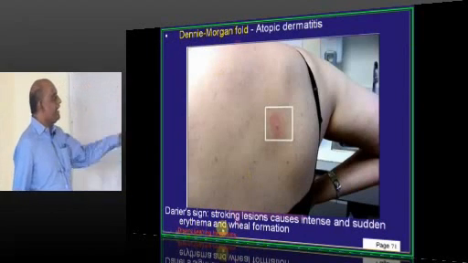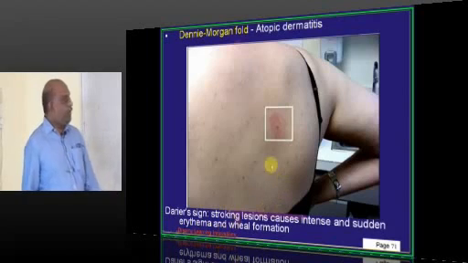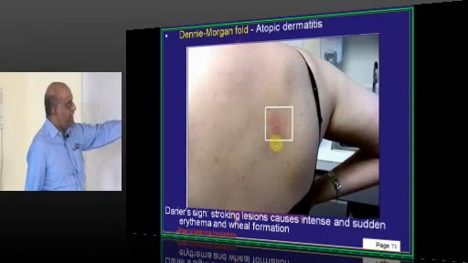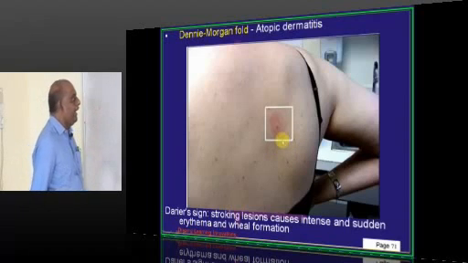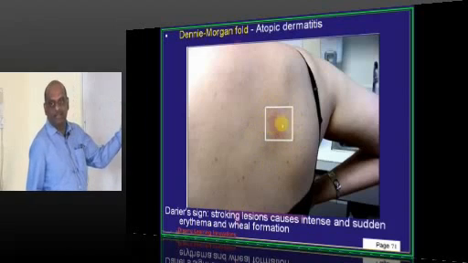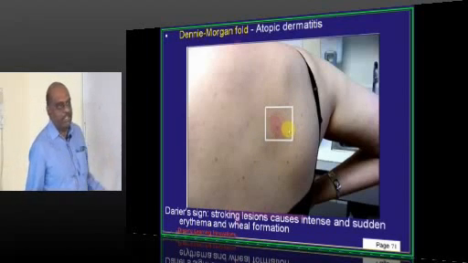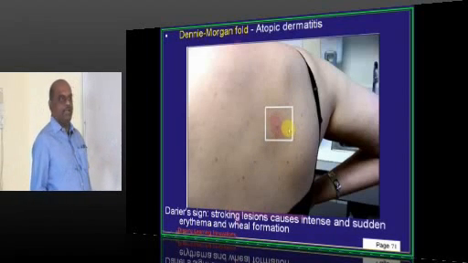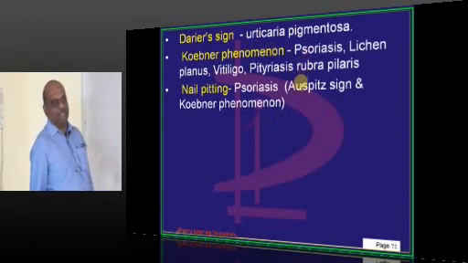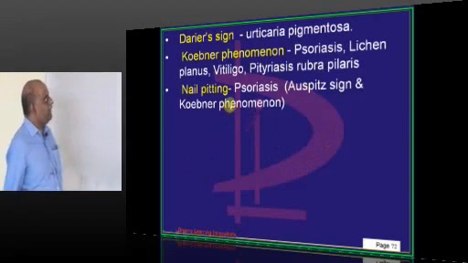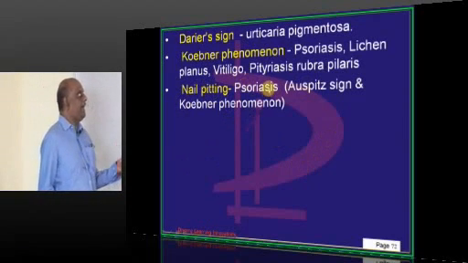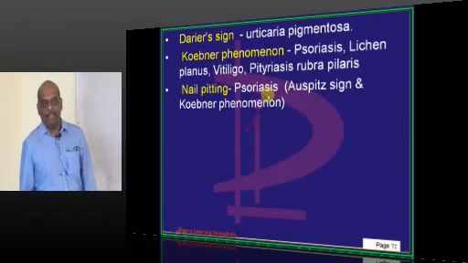Now, what is meant by Darier sign? If you strike the lesion, meaning apply pressure on the lesion, it typically causes intense erythema and wheal formation, as you can see here, which is called Darier sign, seen classically in urticaria pigmentosa. Already you know Koebner phenomenon: psoriasis, lichen planus, vitiligo, pityriasis rubra pilaris.